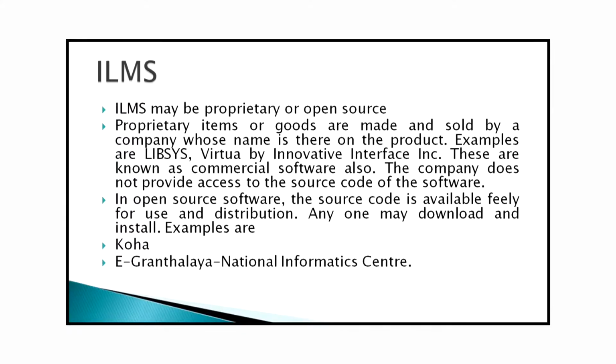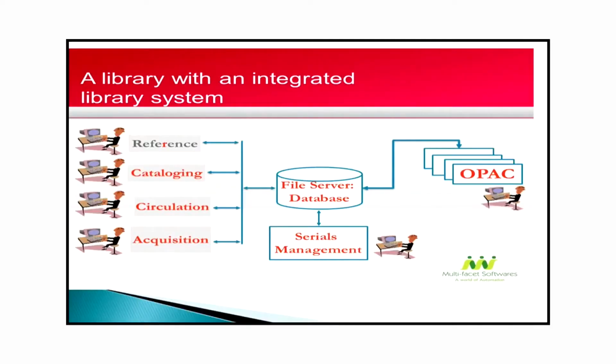In open source software, the source code is available freely for use and distribution. Anyone may download and install. Examples are Koha, e-Granthalaya, which is being provided by National Informatics Center. This screenshot, you can see it on this picture on the screen. It's an example of an integrated library system.